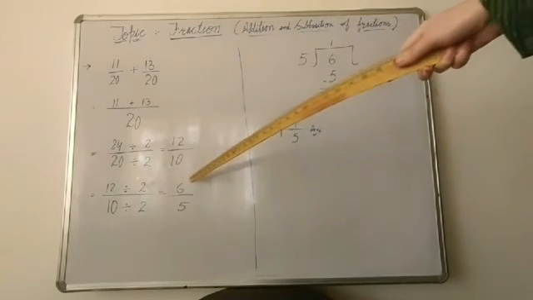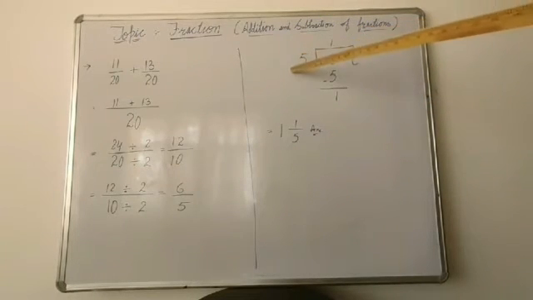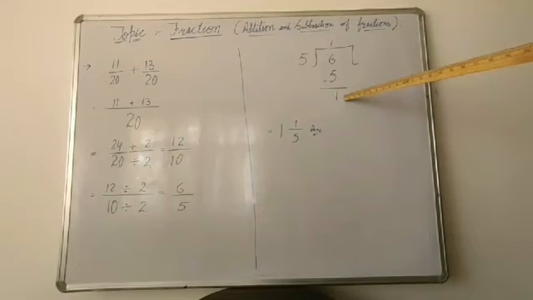Now 6 is the dividend, 5 is the divisor. Now I have made here a division box. Write the dividend inside, the divisor outside. Now start the division process. 5 1s are 5. Write this 5 below this 6. Now 6 minus 5 is 1. So our remainder is here 1.